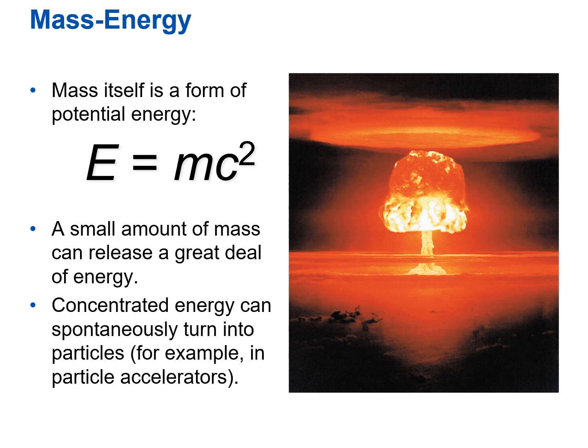The third specific example of energy useful for our study in astronomy, in particular a study of stars and how stars produce energy, is what's called mass energy. Mass itself is a form of potential energy. And this relates to Albert Einstein's famous equation that he published in 1915. E equals mc squared. That means energy equals mass times the speed of light squared.